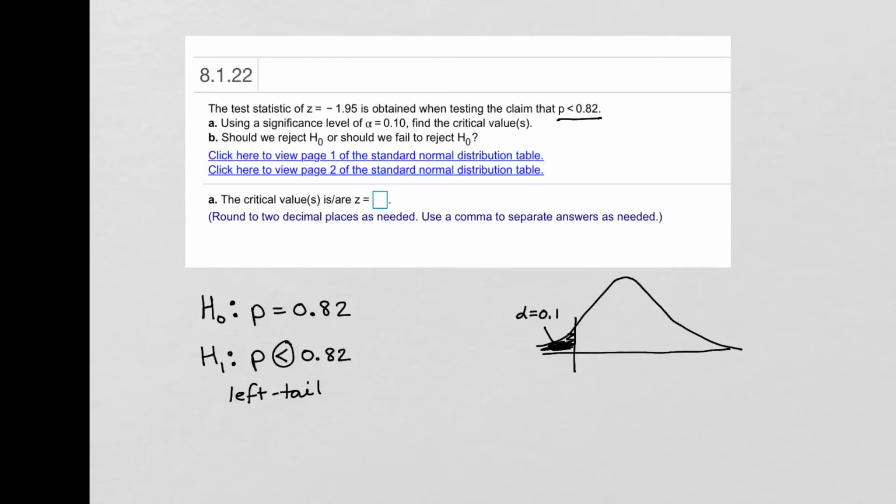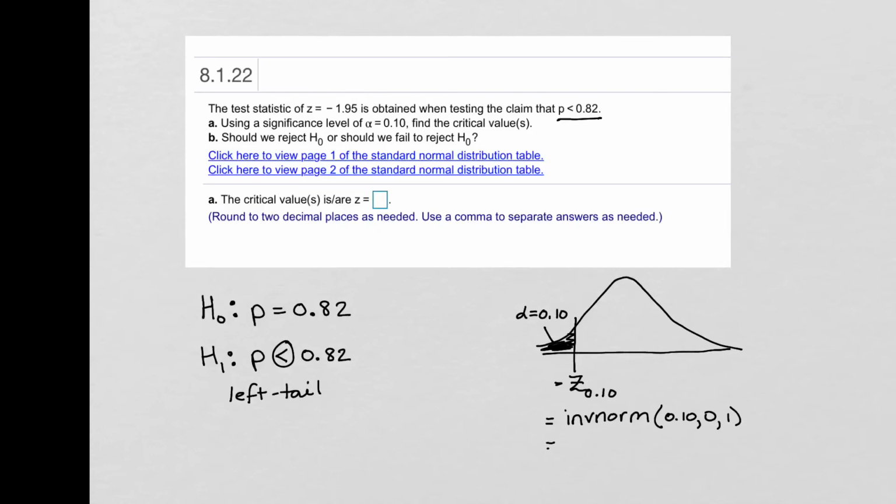Alpha is 0.10 here. So what we're going to look for is z sub 0.10, and it's really negative because it's on the negative side. To calculate this, I'm just going to do inverse norm because we're using the normal distribution. We've got 0.10 in area on the left, or 10% of the area on the left, and then the mean and standard deviation are 0 and 1.